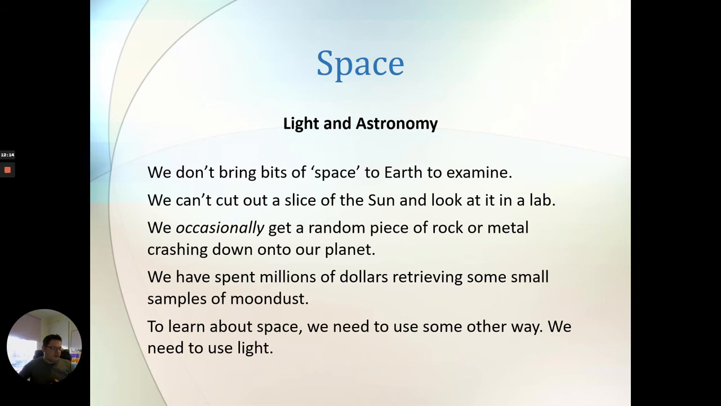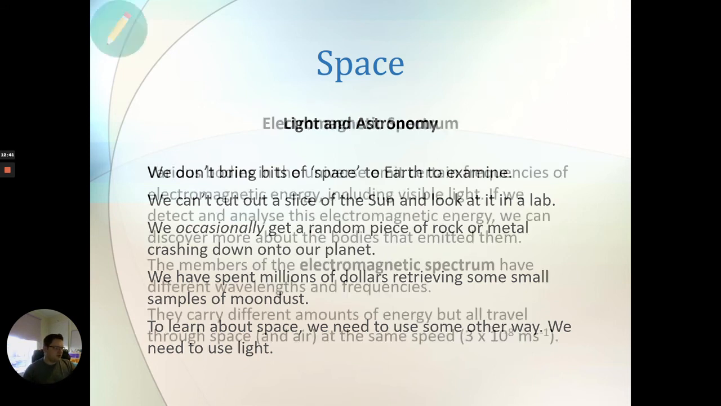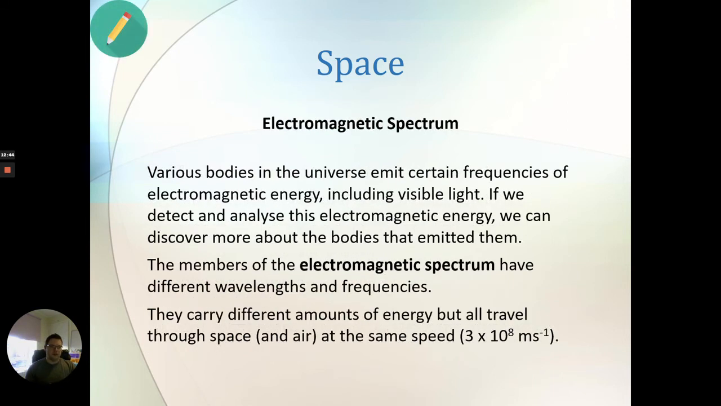The actual final section of this topic is examining how we learn about space, because it's kind of tricky. We don't bring stuff back to Earth. We don't get to bring a chunk of a star back to look at it. We might get some rock or metal that collides with our planet and we can examine, but really we need to use light. We need to examine space using light. So we're using the electromagnetic spectrum. Visible light, but all the other colours as well.